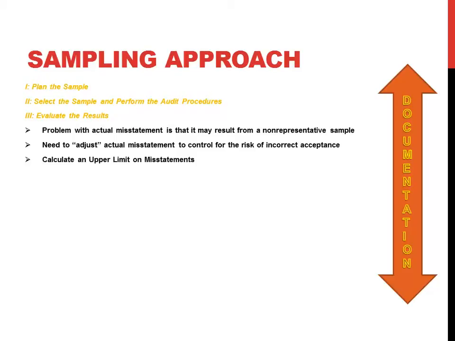And similar to when we talked about attribute sampling, you have to calculate an upper limit on your misstatements, and compare that upper limit on your misstatements to your tolerable misstatement that you calculated in your planning, when you calculated planning materiality. Because ultimately what you're trying to do is evaluate whether or not the account contains a material misstatement. What happens if it contains a material misstatement?